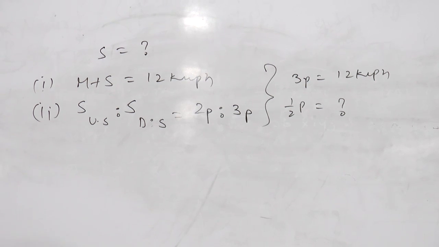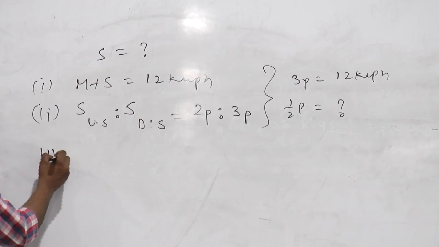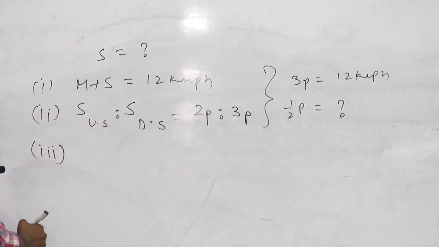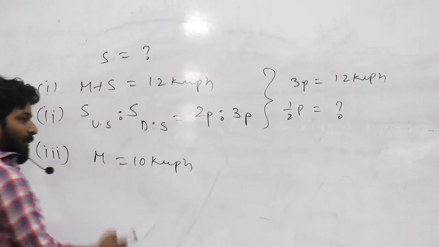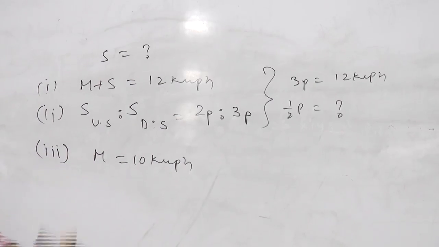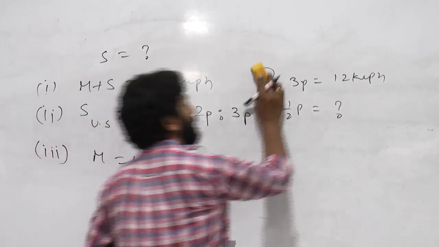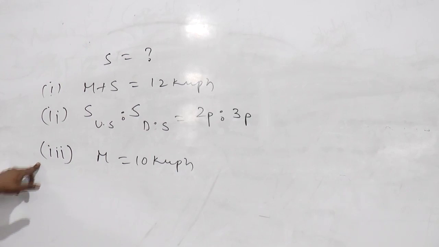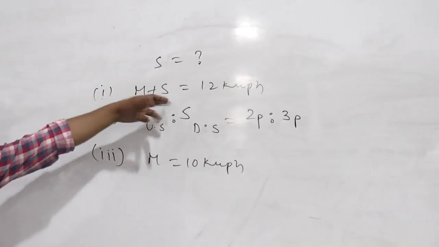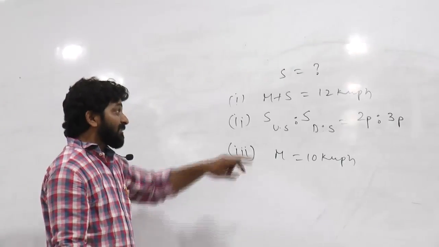The speed of the boat in still water is 10 km per hour. Speed of the boat in still water, man speed is 10 km per hour. 1 and 2 will give you answer for sure. Keep it aside. Will you get answer from 1 and 3? So keep man speed here, you will get stream speed, no issue. Will you get answer from second and third?